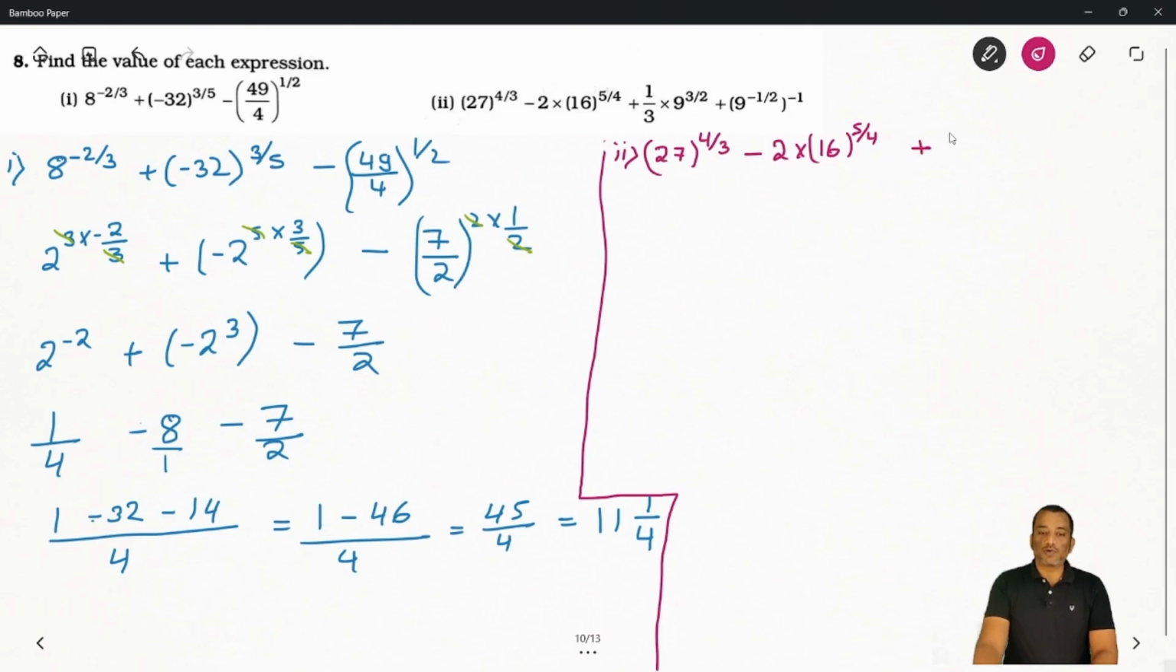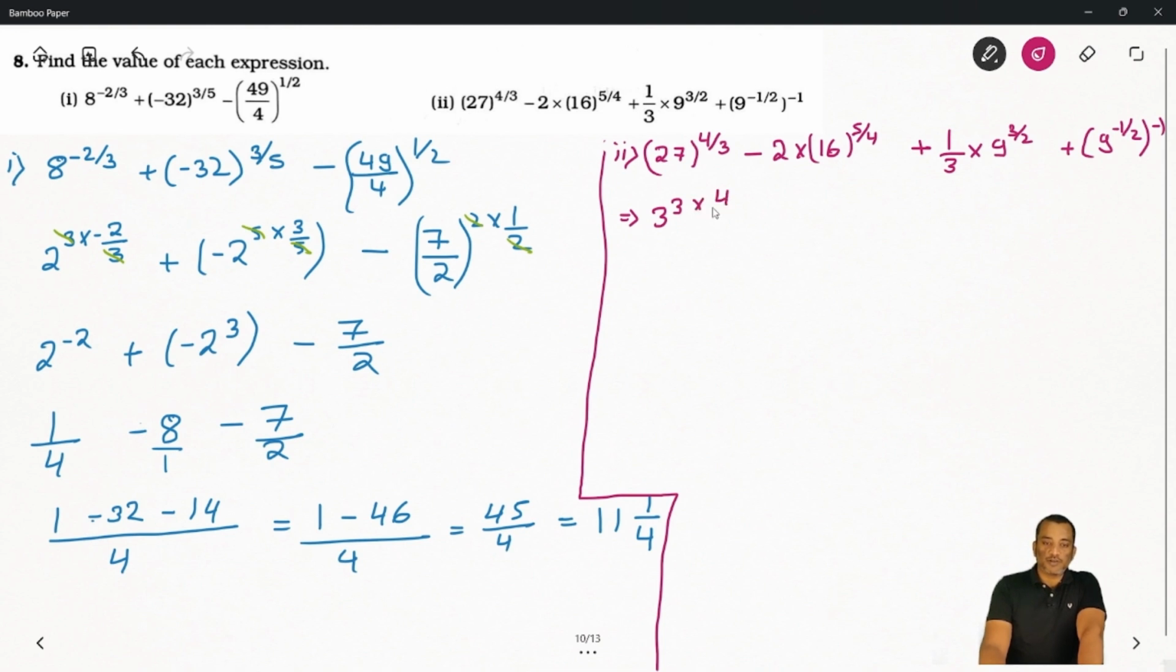Then plus 1 by 3 times 9, 3 by 2, plus 9 minus 1 by 2, whole is minus 1. Okay, so very simple way. First we will break all the numbers based on their factors. So here 27 we can say 27 is equal to 3 to power 3, and it will multiply with their factors 4 over 3. Then this is minus 2, and here 16 also you can break. So 16 you can say 2 to power 4 times 5 to power 4.